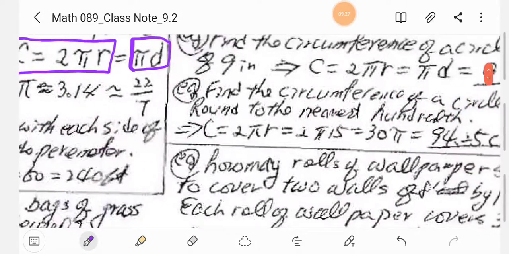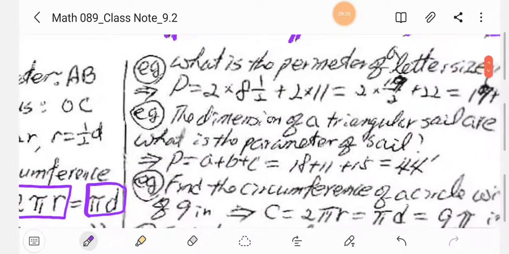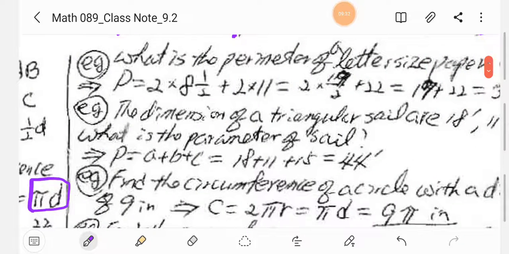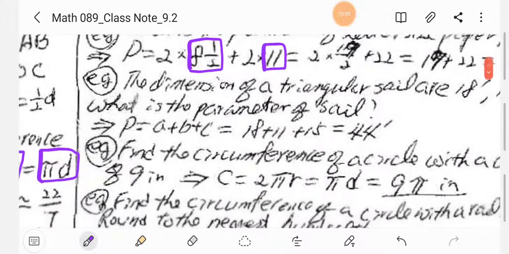Okay. And then here, what is the perimeter of a letter size paper? Okay, letter size is 8.5 by 11, right? So 8.5 is the width, and 11 is the length. So perimeter is add 8.5 twice and add 11 twice. Right? Okay, then you can just add it.